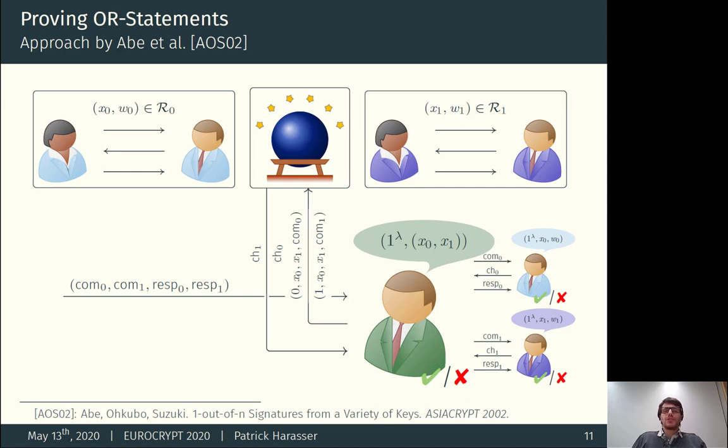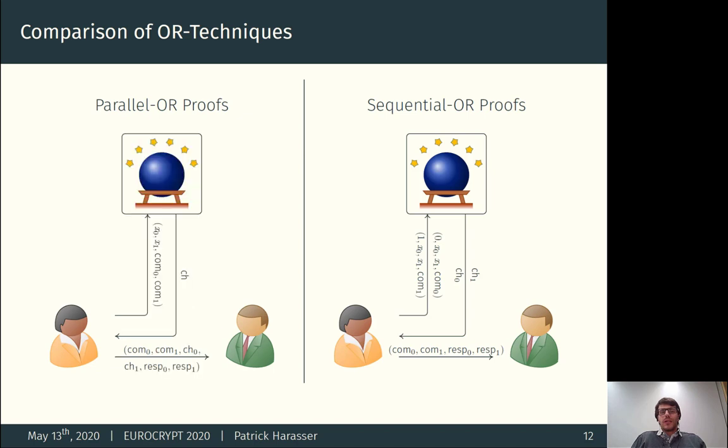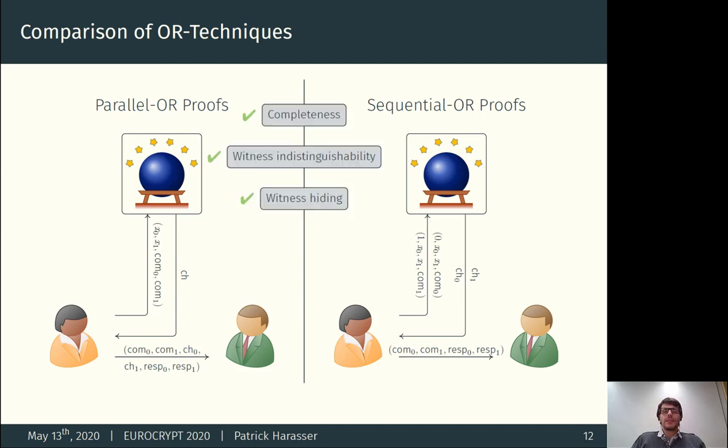Okay, so now that we have these two OR techniques, let's have a look at them one next to the other. We wondered whether the two techniques have similar properties or if for some reason one is somehow superior or inferior to the other. And at first, the two techniques seem to be incomparable because the protocol on the left is three-move in the standard model, whereas the one on the right is non-interactive in the random oracle model. But of course, we can overcome this syntactic obstacle by just considering the Fischlin transform of the protocol on the left. And we go on to show that these two protocols actually share many interesting properties. It is well known that the protocol on the left is complete, witness indistinguishable, and witness hiding if the underlying relation is hard. And we show that the protocol on the right actually has the same property.